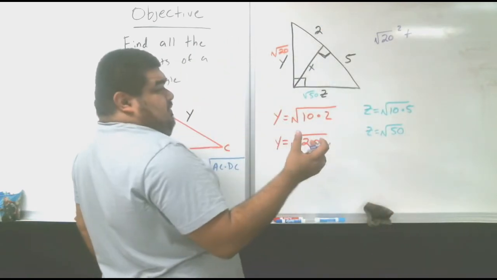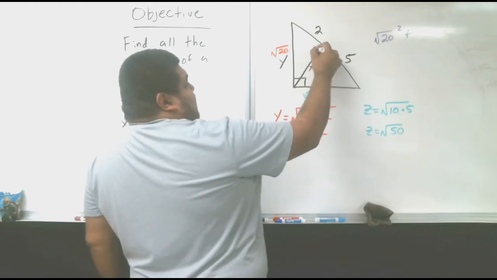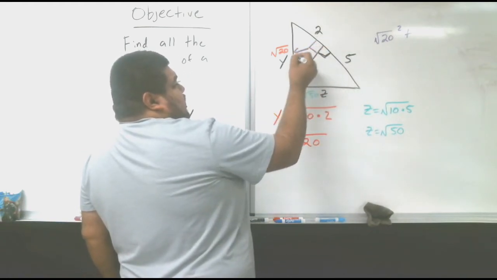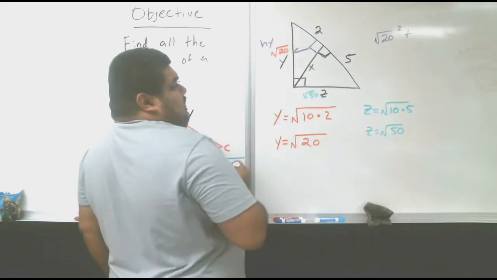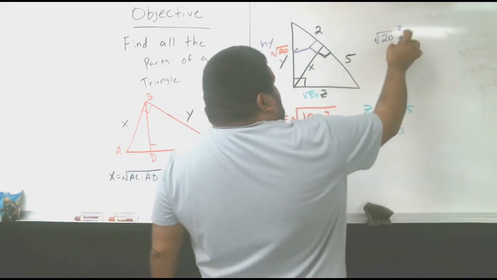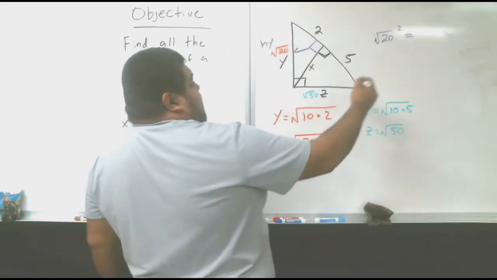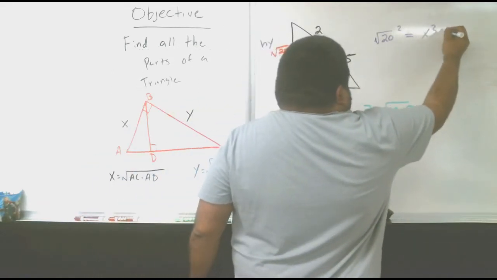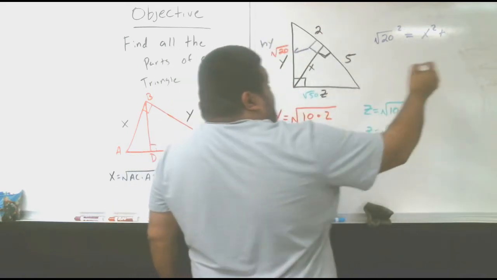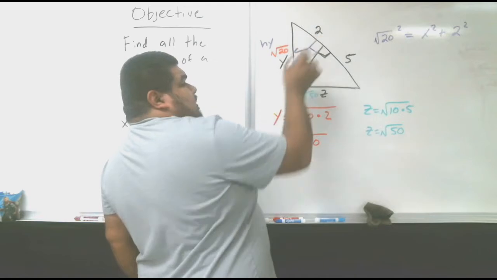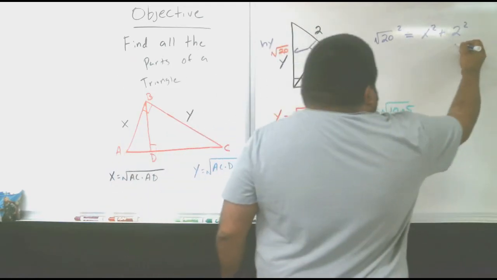Okay, but wait. Notice that we have our 90 degrees here. What's always across from our 90 degrees? Our hypotenuse, right? So radical of 20 squared equals, because that's going to be your c, x squared plus 2 squared, because we have our height and our base. So 2 times 2 is 4.